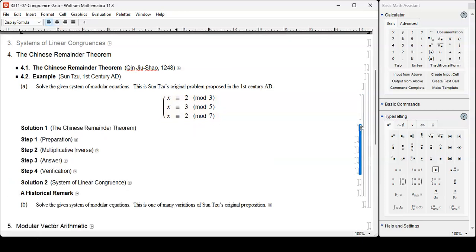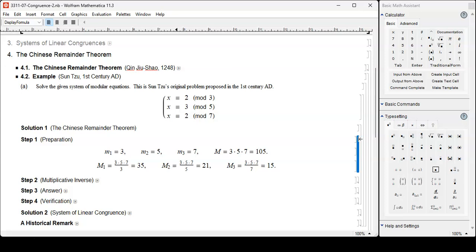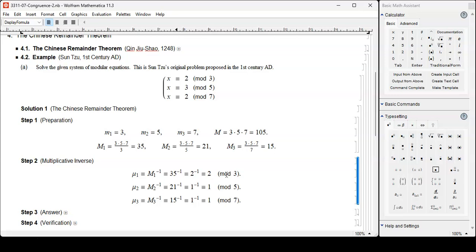The solution is pretty much parallel to what we did earlier. Preparation is finding capital Mk: capital M1, capital M2, capital M3, by multiplying all those moduli, 3, 5, and 7, and dividing by 3, 5, and 7 respectively, or multiplying the other moduli. Either way, you get 35, 21, and 15 respectively. And then we want to find mu1, mu2, and mu3, the multiplicative inverses of those.